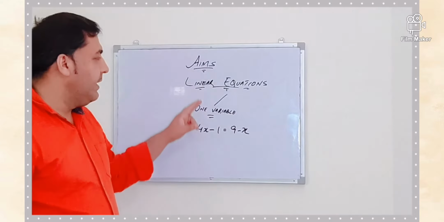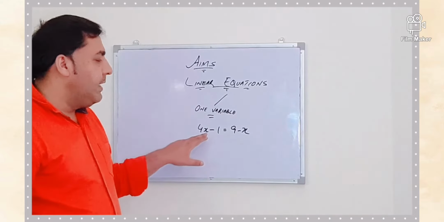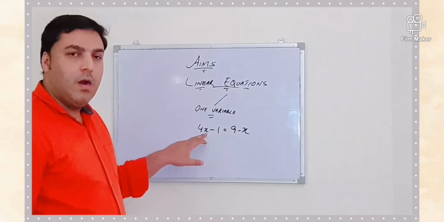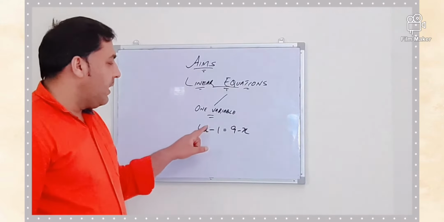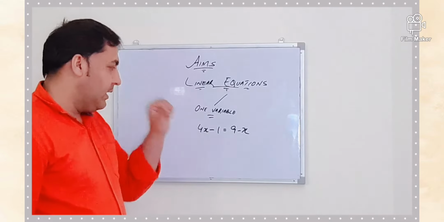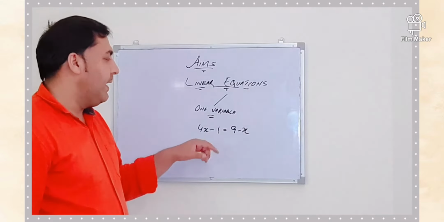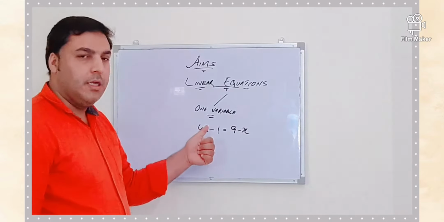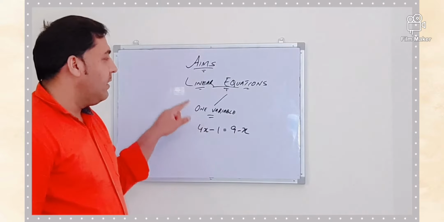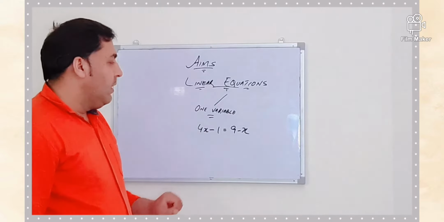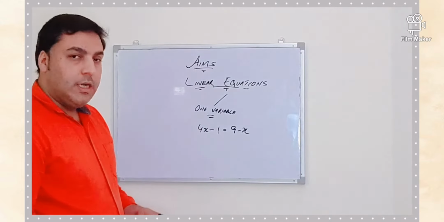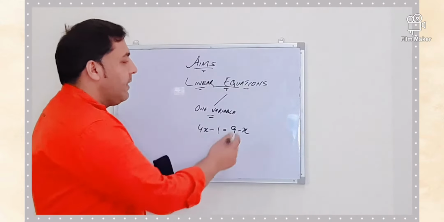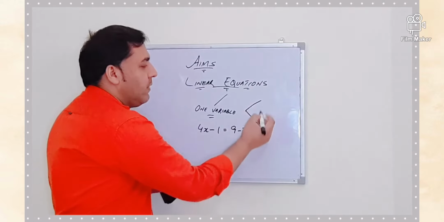This is a linear equation because the degree of the variable involved is 1. And what is degree? The highest power of the variable. Here the variable is x and the maximum power is 1. So degree 1, it is a linear equation. There are two steps we can follow, and we can solve this kind of equation.